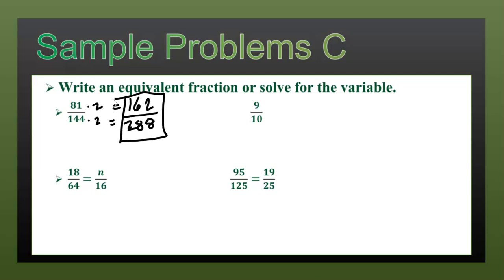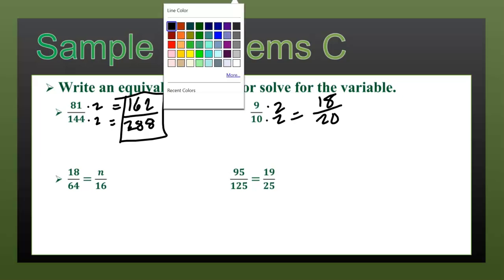Now, could I do something a little bit differently? Could I make it smaller? Yes. But this one I figured it'd be easy enough to just multiply everything by 2. So 9/10, make that bigger. I would still multiply that by 2 over 2. And that would give us 18 over 20.